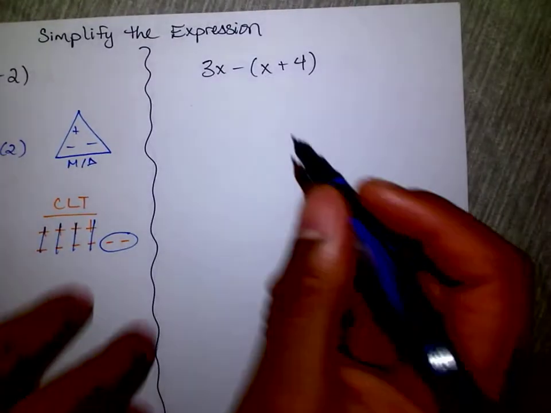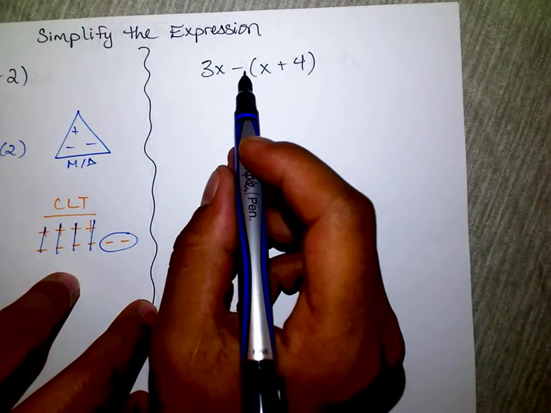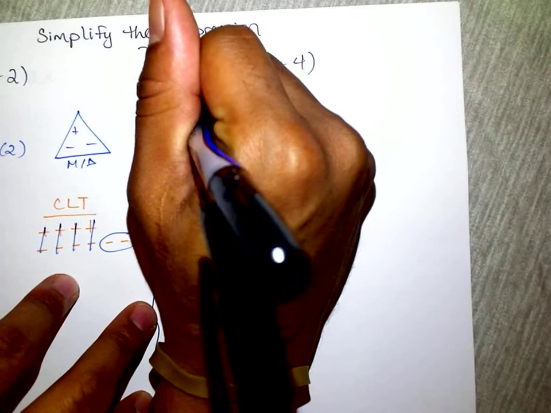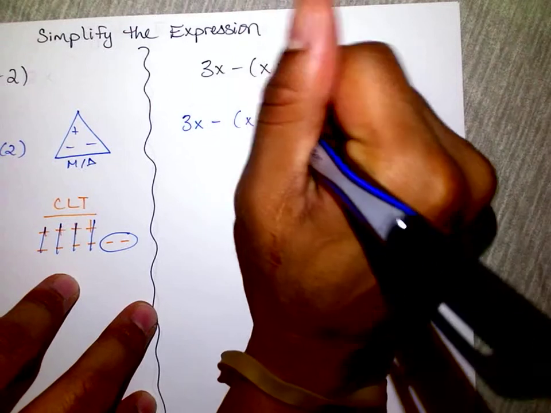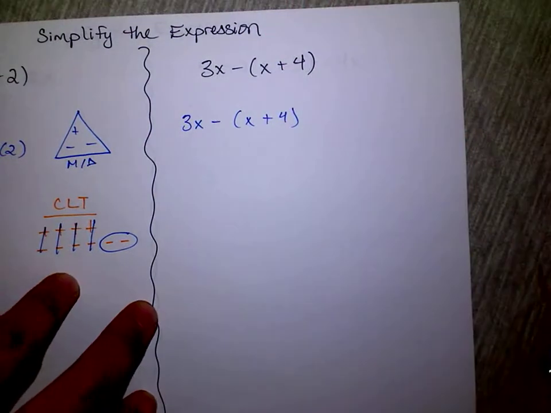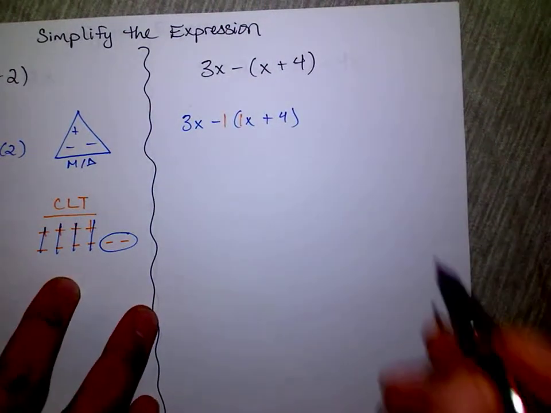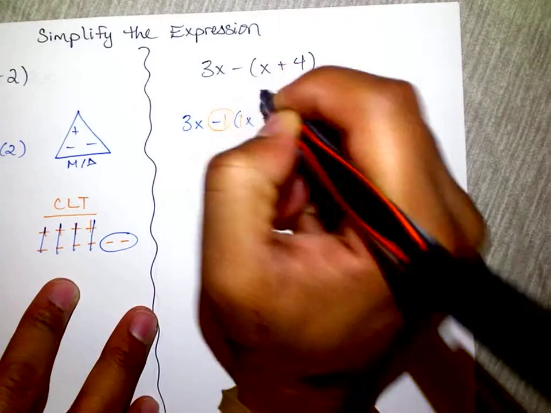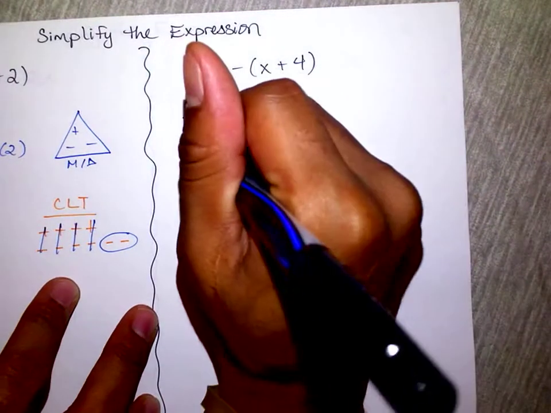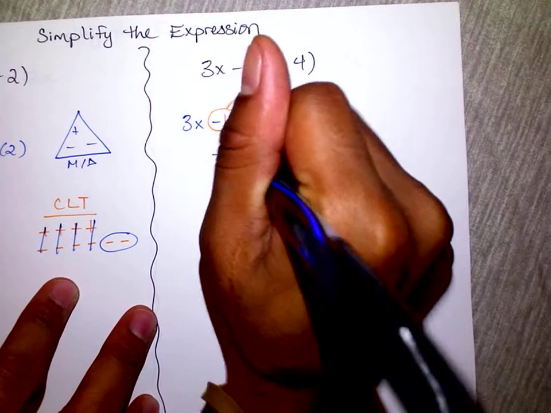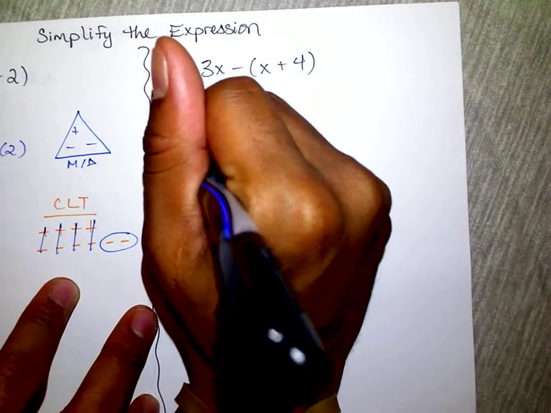Over here, we have 3x minus the quantity of x plus 4. Two things we want to do here. We want to put a 1 in front of our parentheses and a 1 in front of this x. 1 goes here and 1 goes there. Now we're going to show that we're distributing this negative 1 to our 1x and to our positive 4. So negative 1 times 1x plus negative 1 times 4, bring down the 3x.